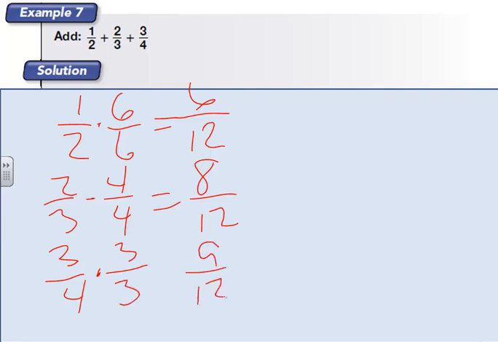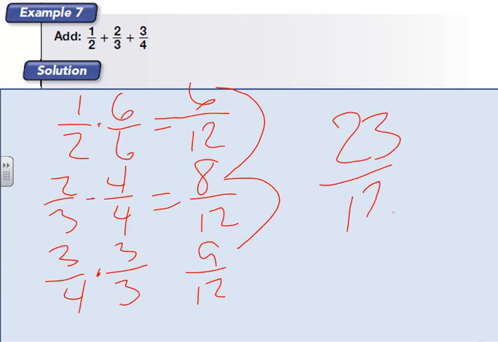Now we can just add these up. 8 plus 6 is 14, plus 9 is 23/12, which we then convert to a mixed number. 12 goes into 23 one time with 11 left over. So our answer is 1 and 11/12.